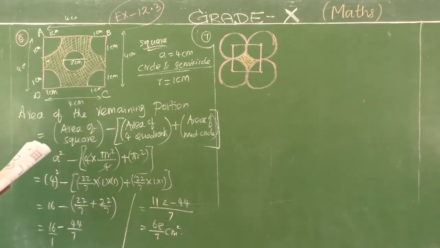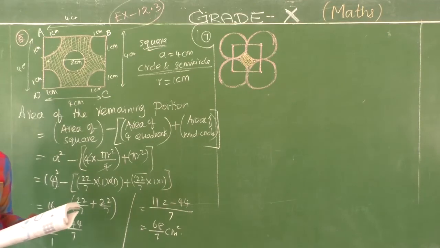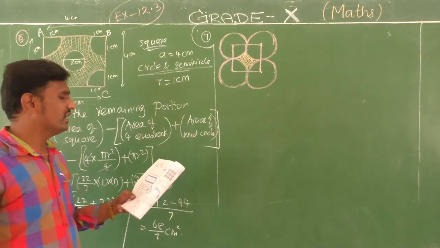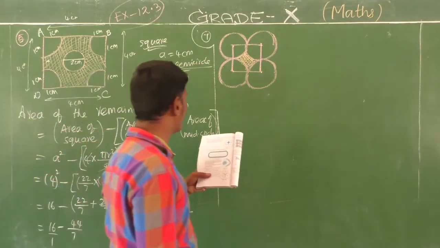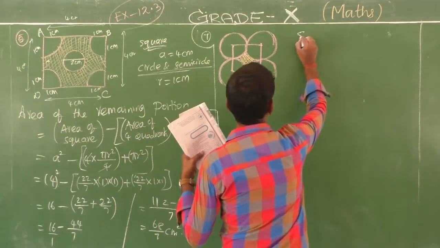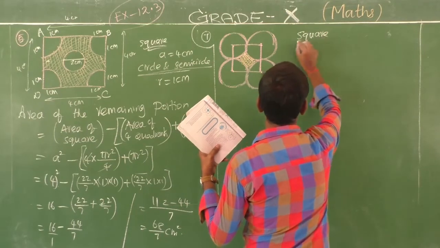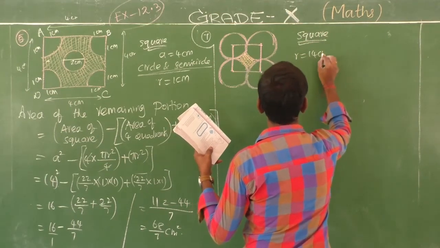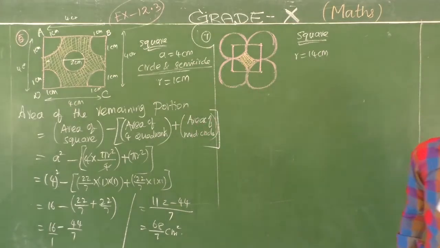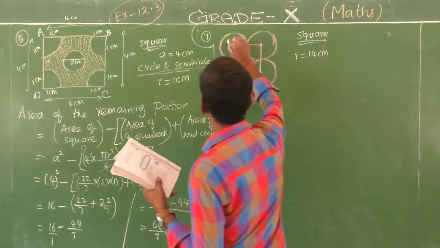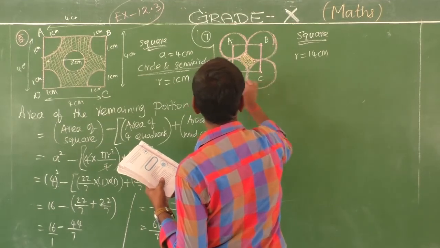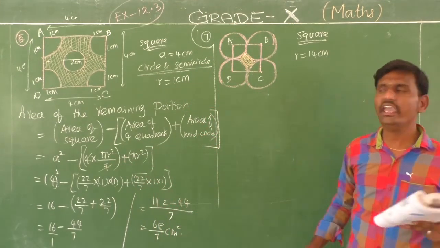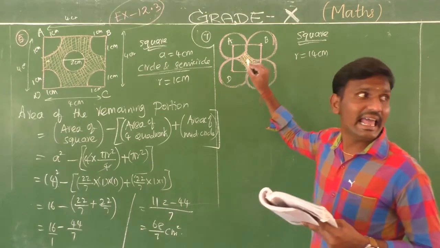And I am going to give you now the seventh question. Question number 7 is also very simple, student. In the figure, ABCD is a square, has a side. The side of the square is 14 centimeter. And with the centers A, B, C, D, four circles are drawn. So the four circles touch like this.